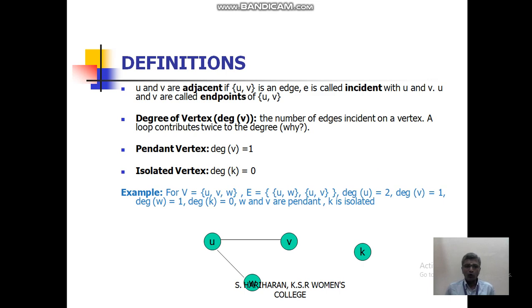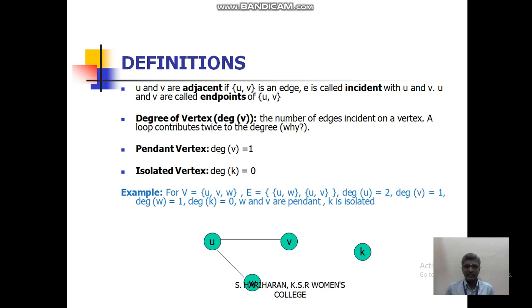Next one, u and v. Two vertices u and v are said to be adjacent when we say these two vertices are adjacent. That is, if (u, v) is an edge joining u to v, then e is called incident with u and v. u and v are called endpoints of the edge (u, v).